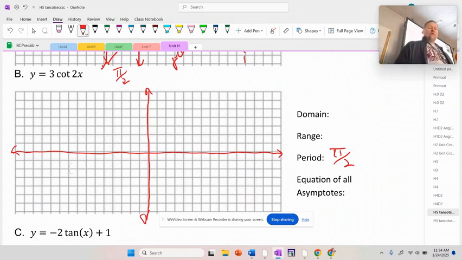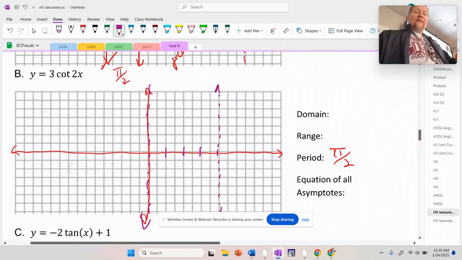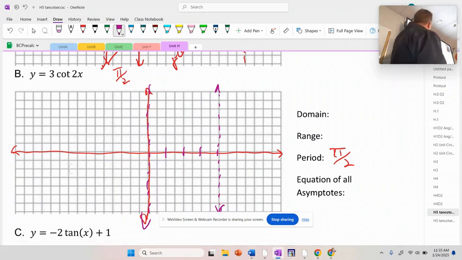Okay, what do I know about cotan? Oh, I know it starts with an asymptote. Maybe I'll change colors. And it ends with an asymptote. So I need 1, 2, 3, 4. I need those 3 key points, and then the 4th point is the next asymptote, because I need my 1, 0, and -1 points. What are those points going to become now? Not 1, but what? 3.